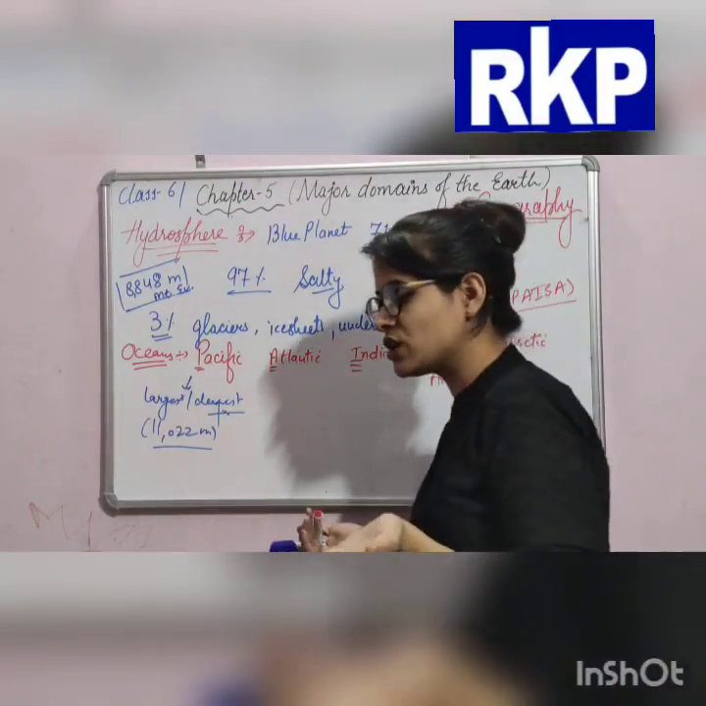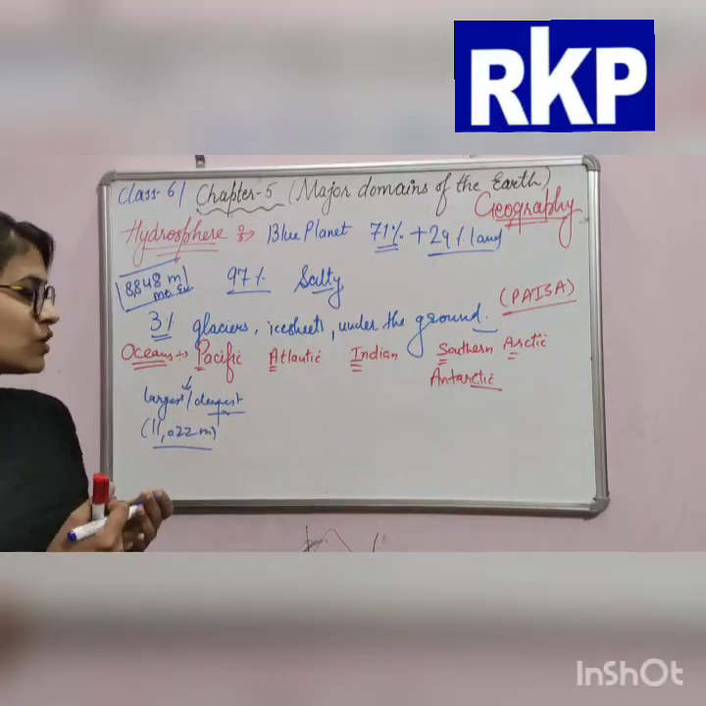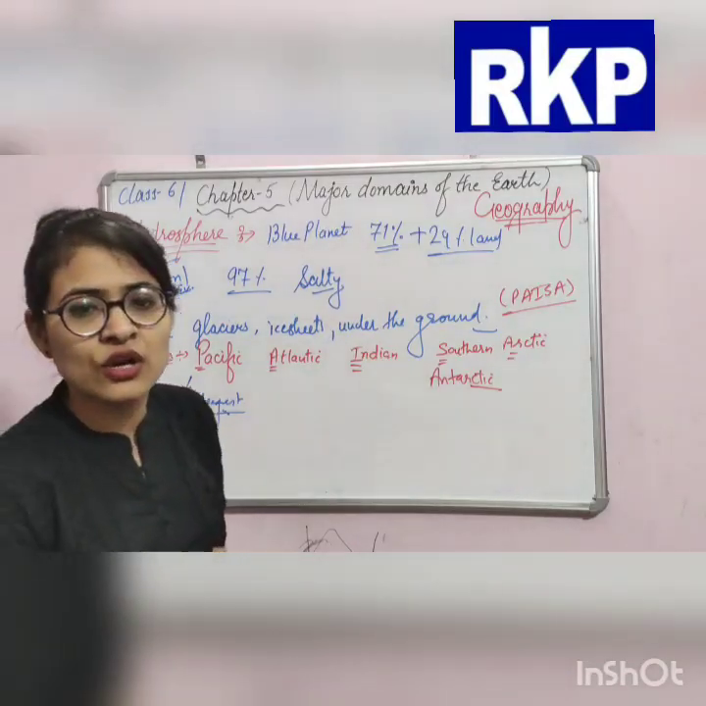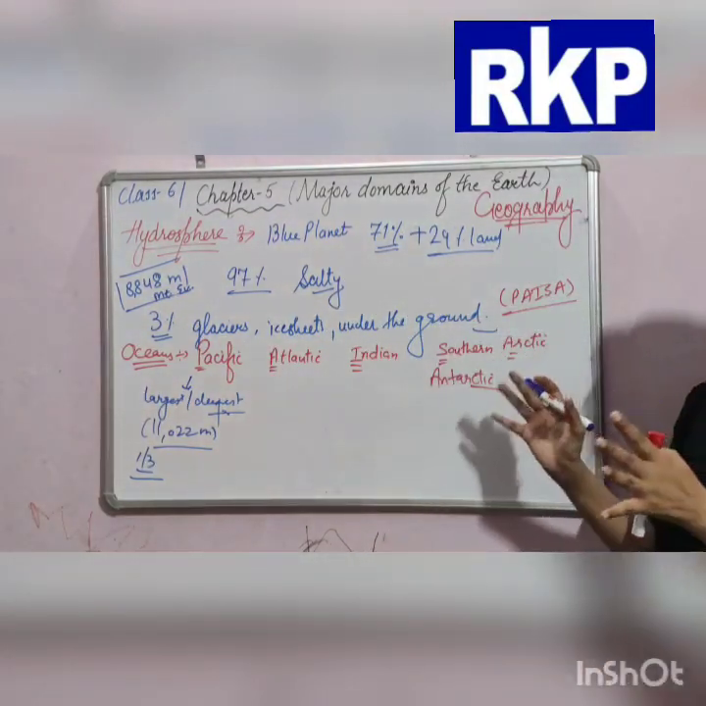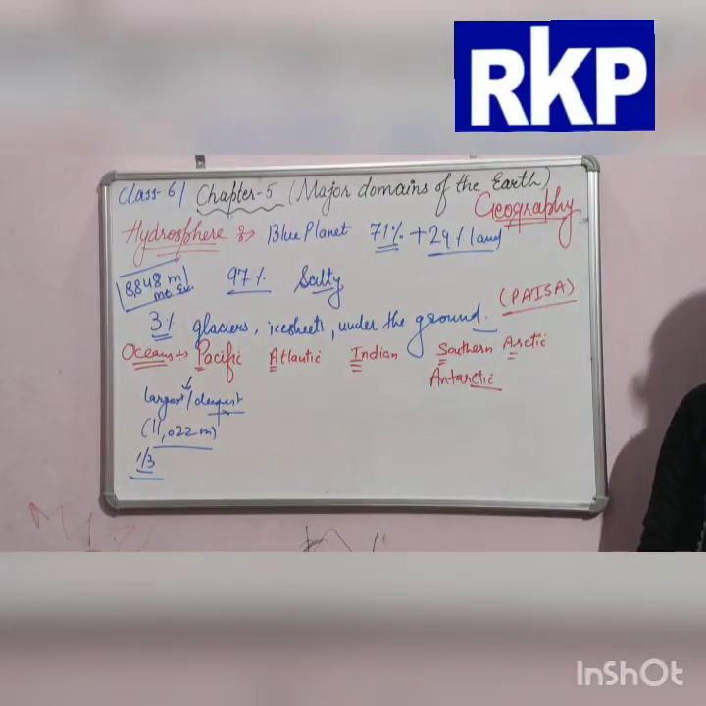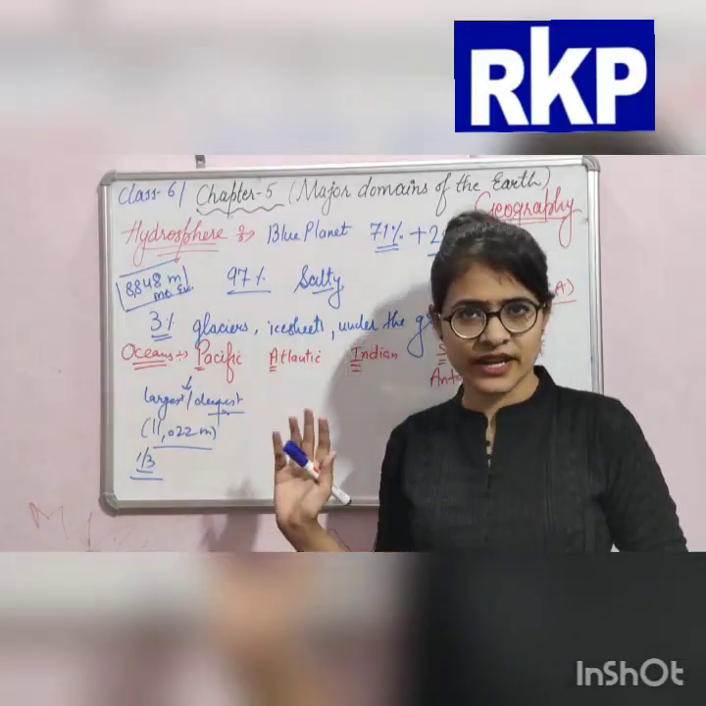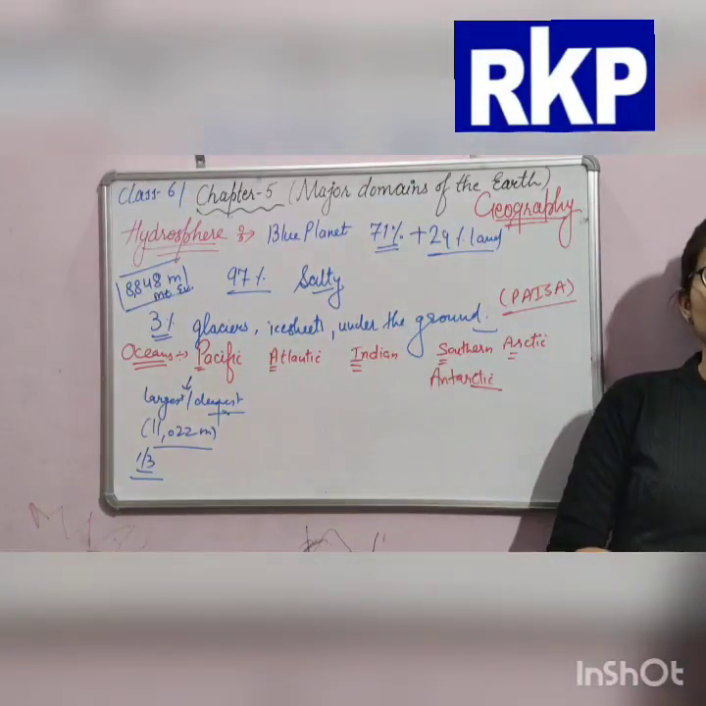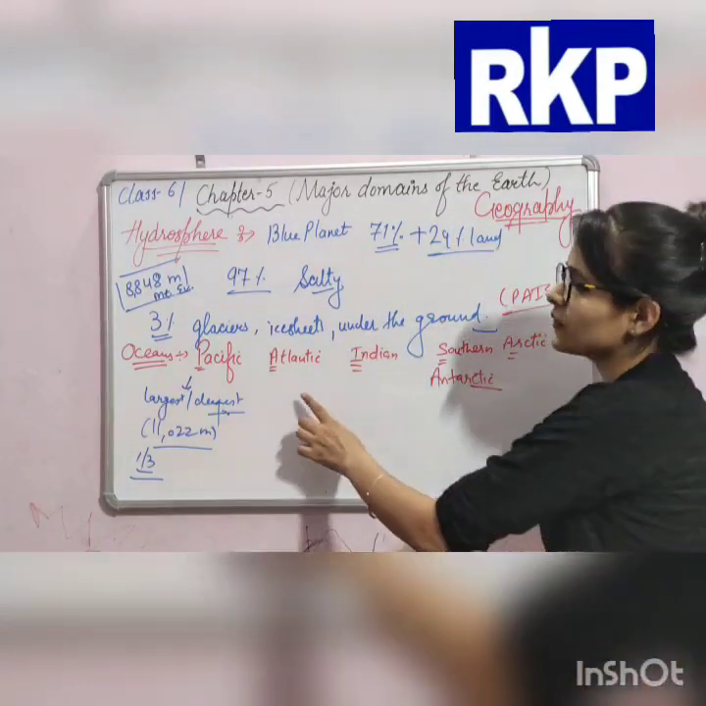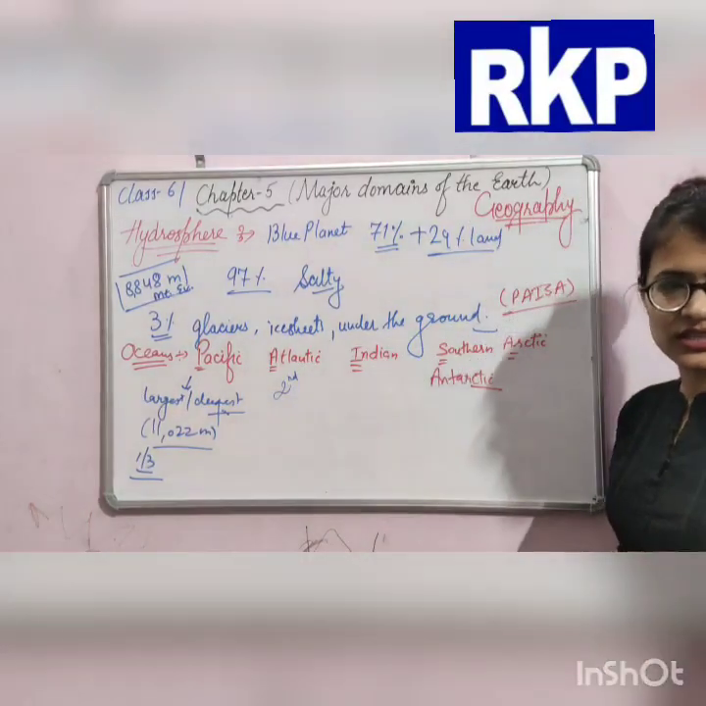Asia covers one-third of the total land surface, but the Pacific covers one-third of the total water bodies. Which continents surround the Pacific Ocean? Asia, Australia, North America and South America surround it. The next is Atlantic. The Atlantic Ocean is the second largest.